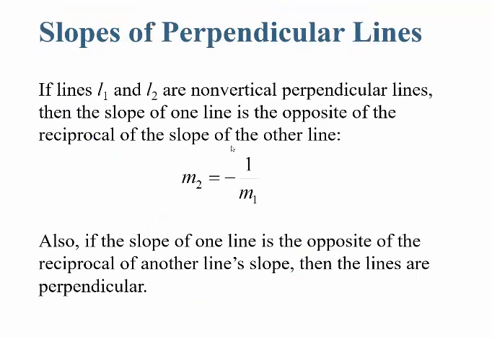That's interesting. All right, so if L1 and L2 are non-vertical perpendicular lines, then the slope of one line is the opposite of the reciprocal of the slope of the other line. When I say opposite, it means the sign changes. So m2 is equal to -1 divided by the slope of the first line, right? Also, if the slope of one line is the opposite of the reciprocal of the other line's slope, then the lines are perpendicular. It works both ways.